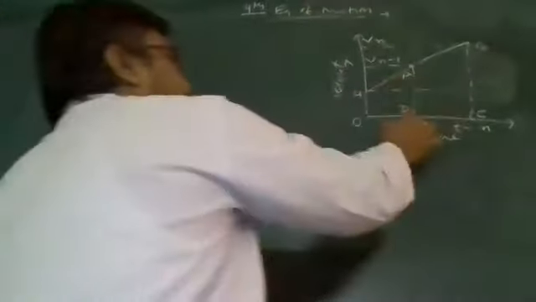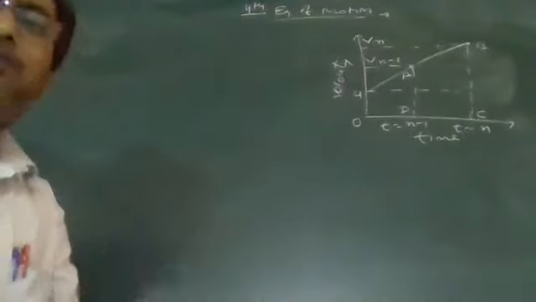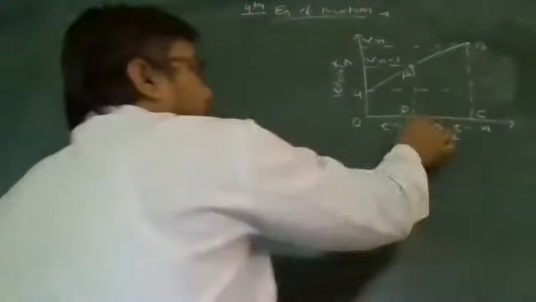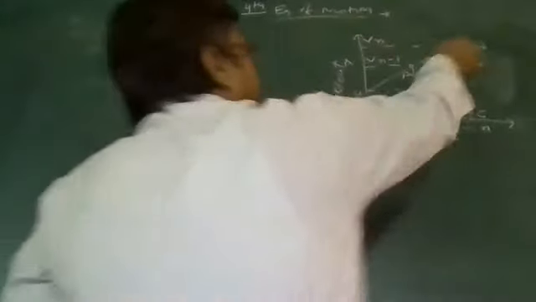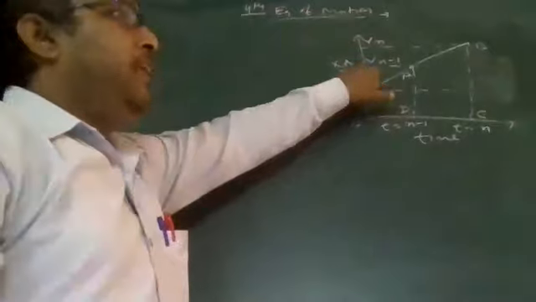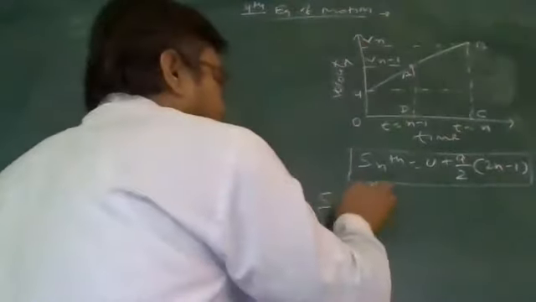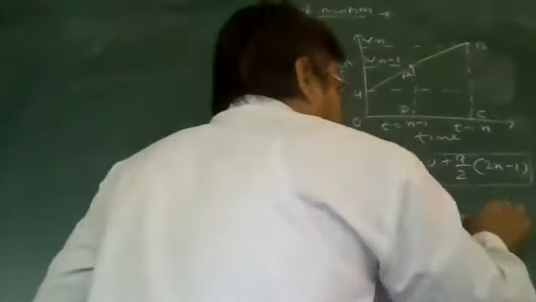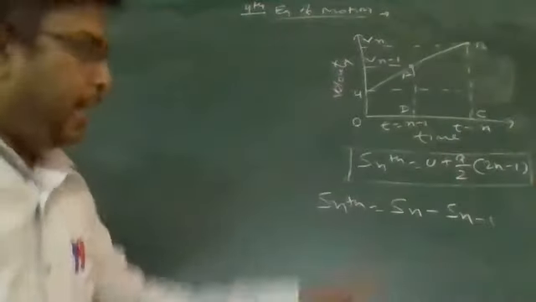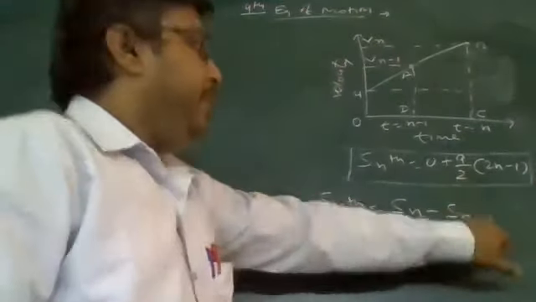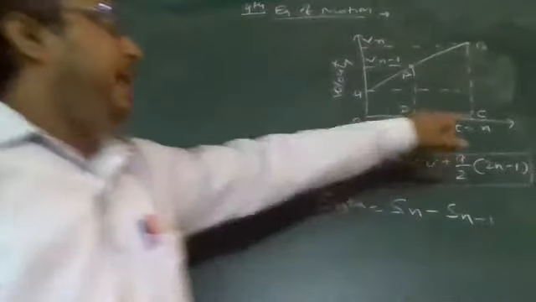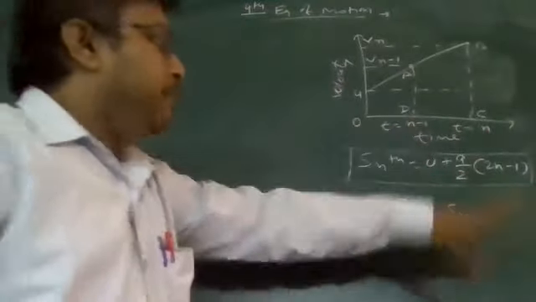Point C is your n seconds because it is the time axis, and point D is n minus 1 seconds. If C is 3 seconds, then point D will be 2 seconds. Correspondingly, points A and B are projected perpendicular onto the y-axis. For point A the velocity is Vn minus 1, and for point B the velocity is Vn. This is my complete graph. How will you calculate Sn here? Snth is Sn minus Sn minus 1. That means displacement traveled in n seconds minus displacement traveled in n minus 1 seconds.